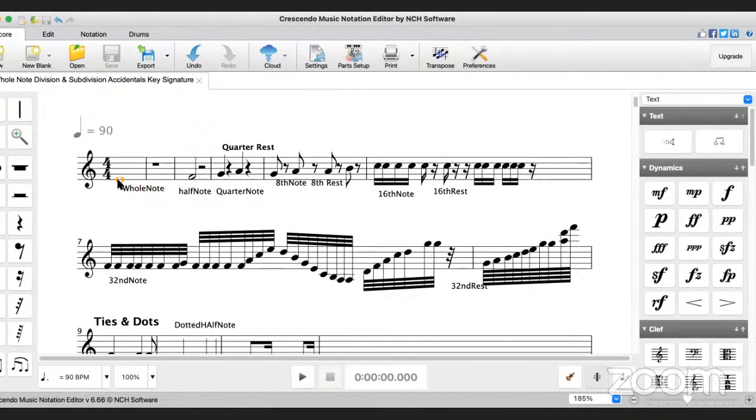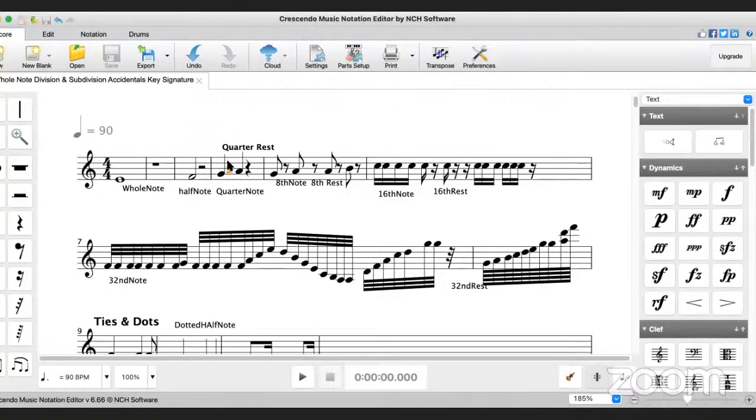The whole note is represented as a circle. The whole rest is that square below the fourth line: 1, 2, 3, fourth line. Half note. The rest of the half note is that square above the third line: 1, 2, 3. So it means the half rest and the whole rest are in the same space, that's the third space. But the whole rest is attached to the fourth line, below the fourth line, and the half rest is attached to the third line, above the third line.